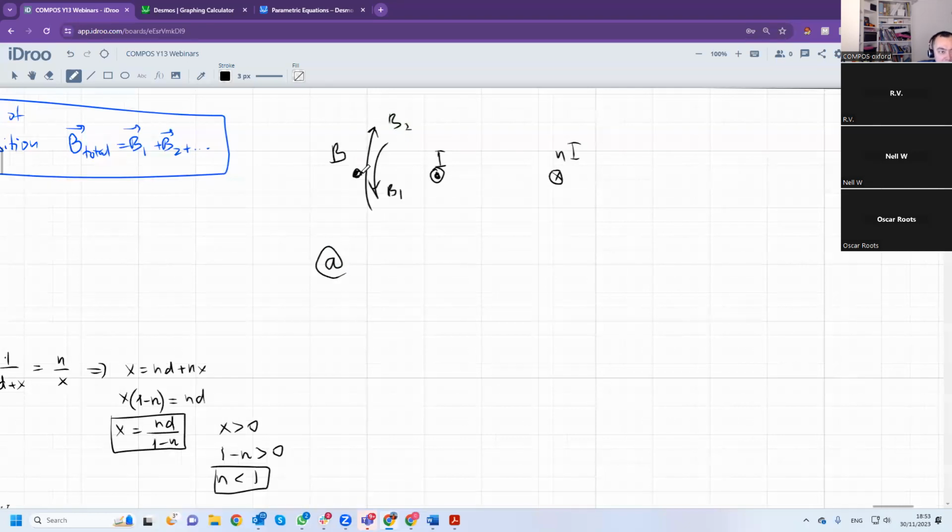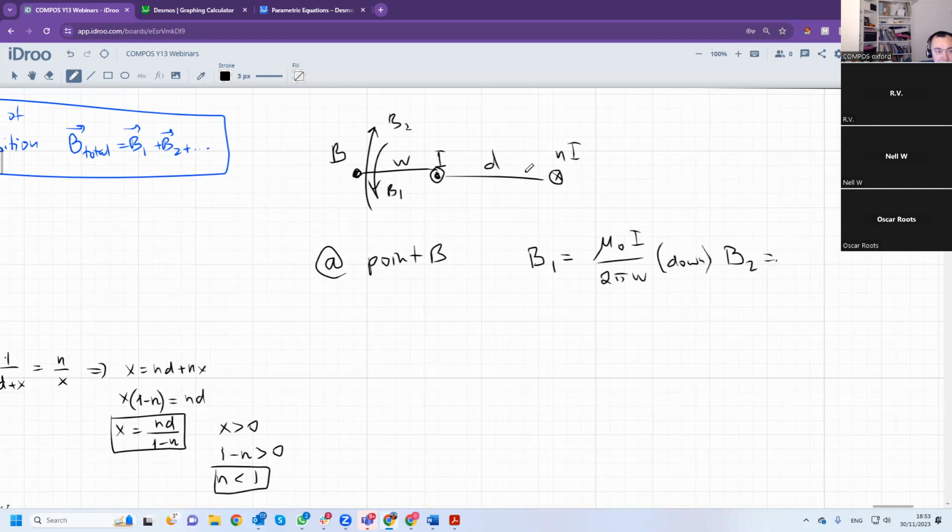Let's give it a different name. Let's call it W, and this is D. So at point B, B1 is equal to mu zero I divided by 2 pi W. And this is down. And B2, the magnetic field from this wire, is clockwise. So B2 is up. And it's mu zero NI divided by 2 pi (W plus D).